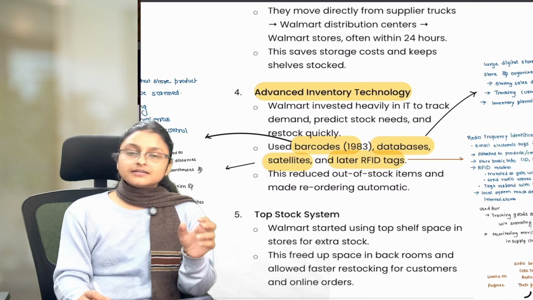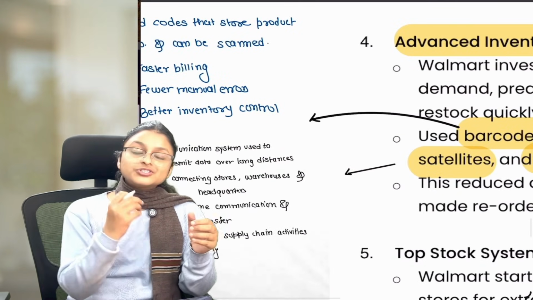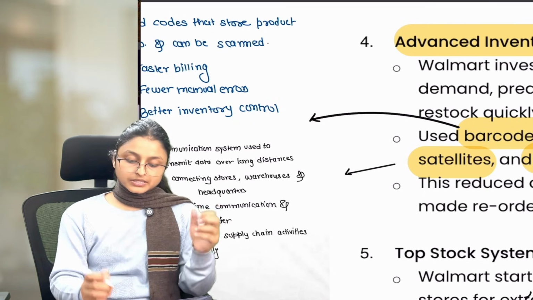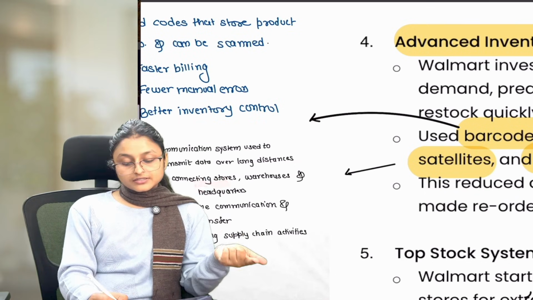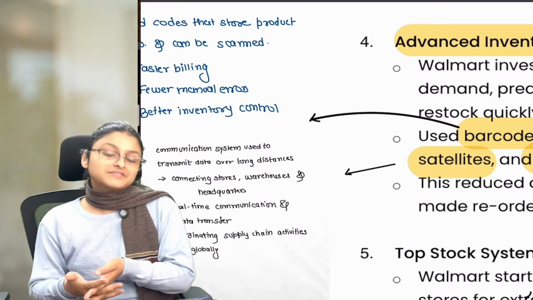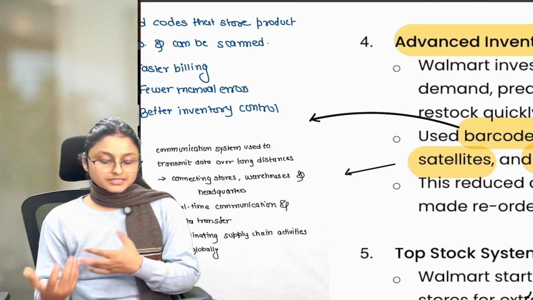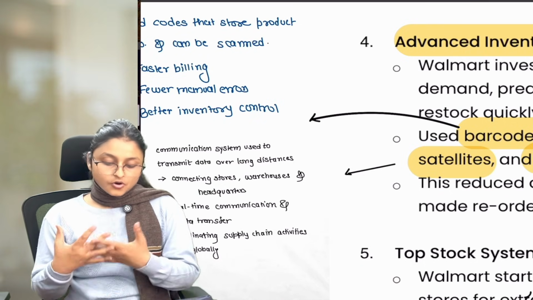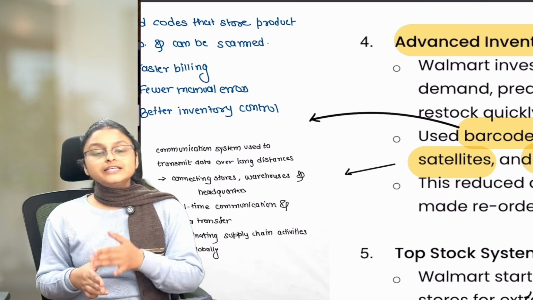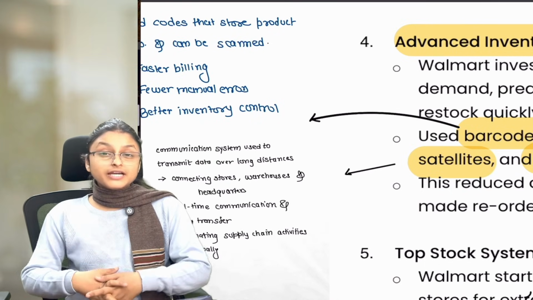So earlier, the internet was not as good as it is right now. So they used satellite systems to communicate with stores, warehouses and headquarters. They were able to connect all of these with the help of the satellite system. They were transferring real-time communication and data on a daily basis, and it led to coordinating the supply chain globally. Globally, we were able to coordinate everything.